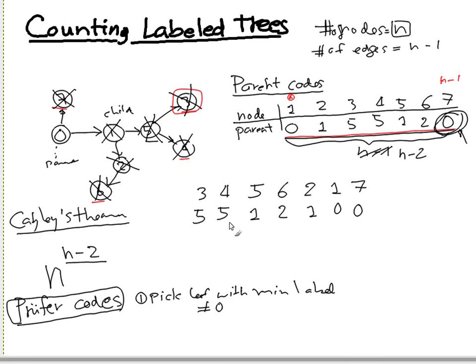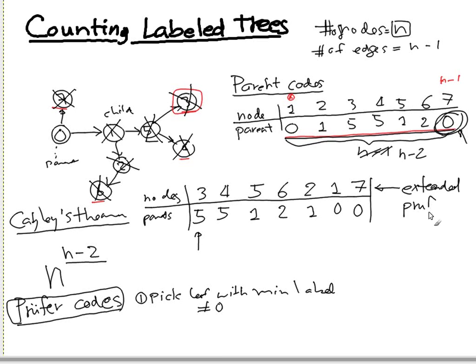Okay, so how many columns do we have? Each column corresponds to one edge. 1, 2, 3, 4, 5, 6, 7 edges, okay? And because we have 8 nodes, okay? So this is the node, and this is the parent. This is not exactly the Prüfer code, but it's a Prüfer code with some extra information. So we'll call this the extended Prüfer code. Okay. All right.